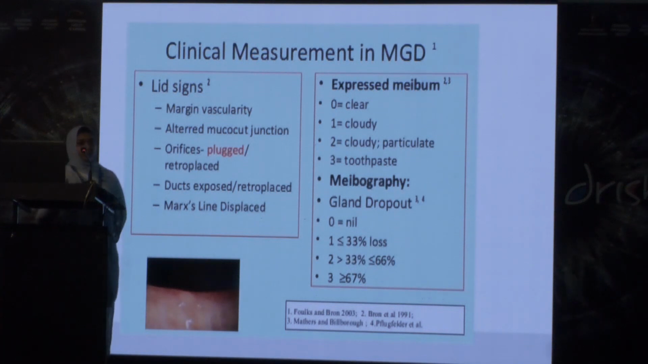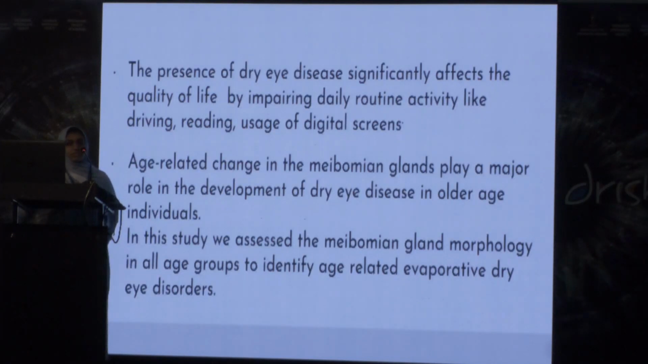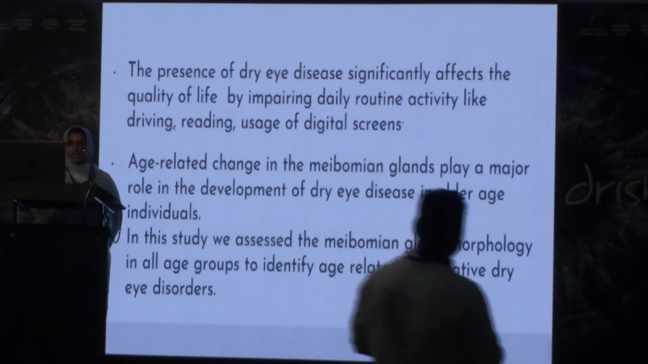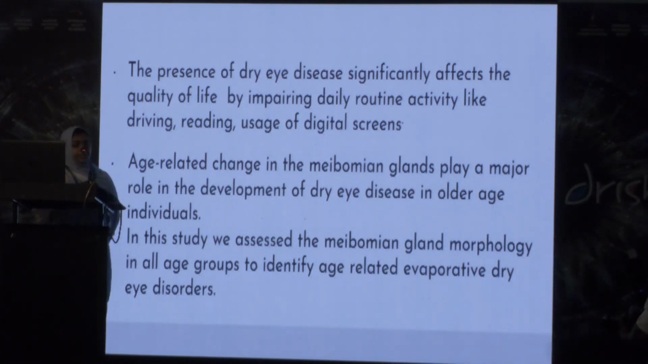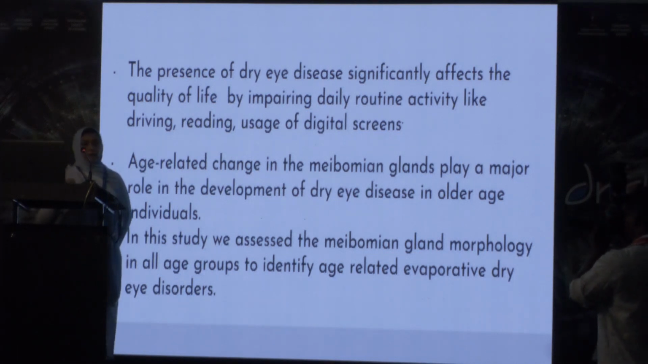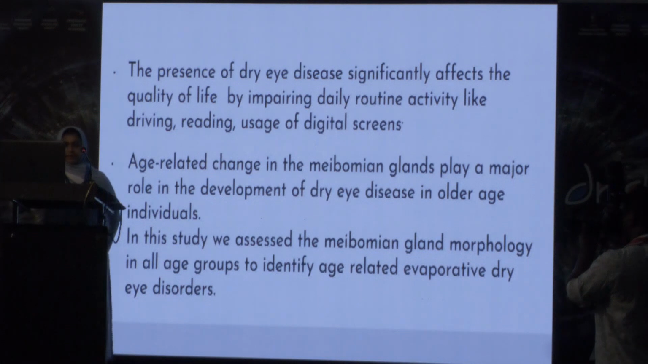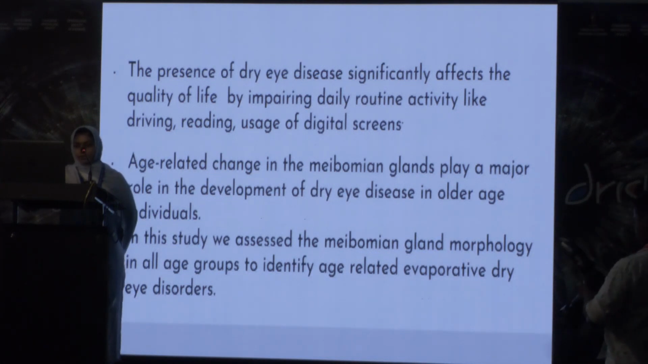And we also have to divide it based on clinical assessment of the meibomian glands, that is the lid signs, expressed meibum and meibography. It's a combined effort. Now, the presence of dry eye disease significantly affects the quality of life by impairing routine life activity. So, age-related changes in meibomian glands play a major role in the development of dry eye disease. In this study, we assess the meibomian gland morphology in all ages. Different age-related evaporative eye disorders were also compared.